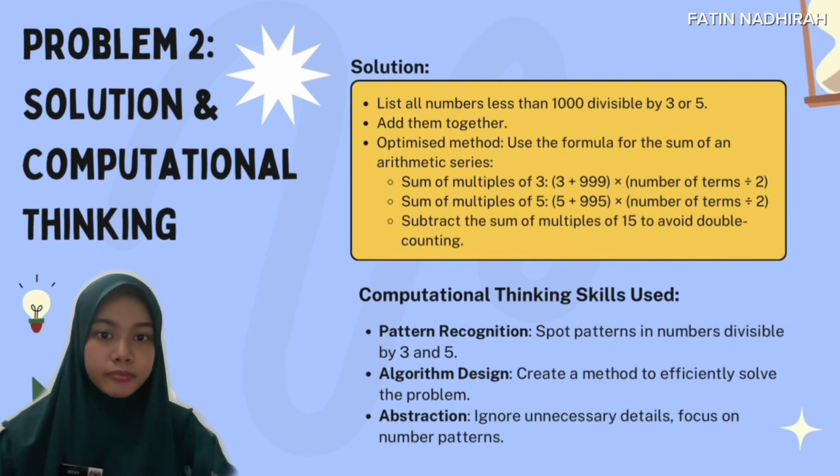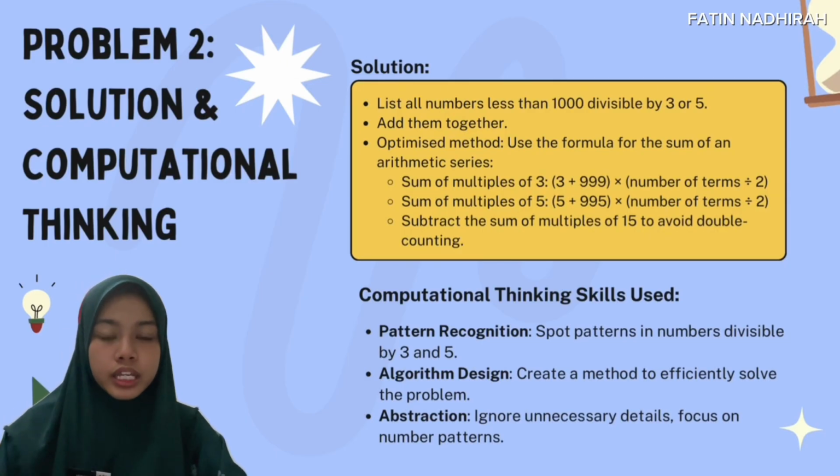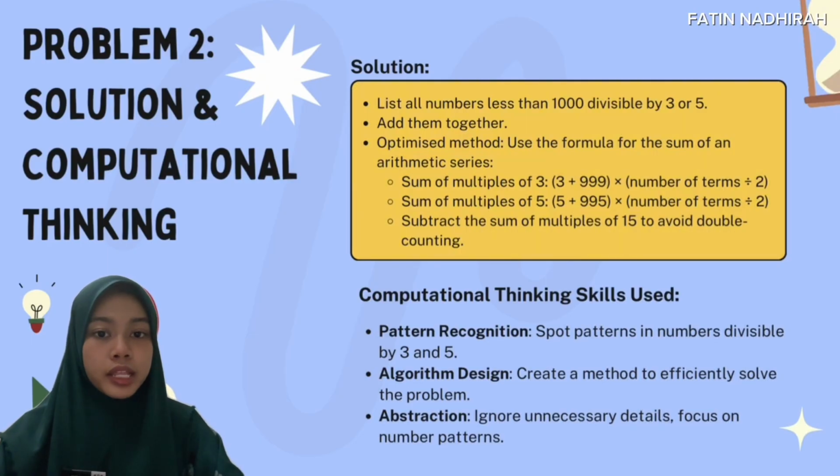Next, we do the same for multiples of 5. The first multiple is 5 and the last is 995. Dividing 995 by 5 gives us 199 terms. The sum is 5 plus 995, multiplied by 199, divided by 2.